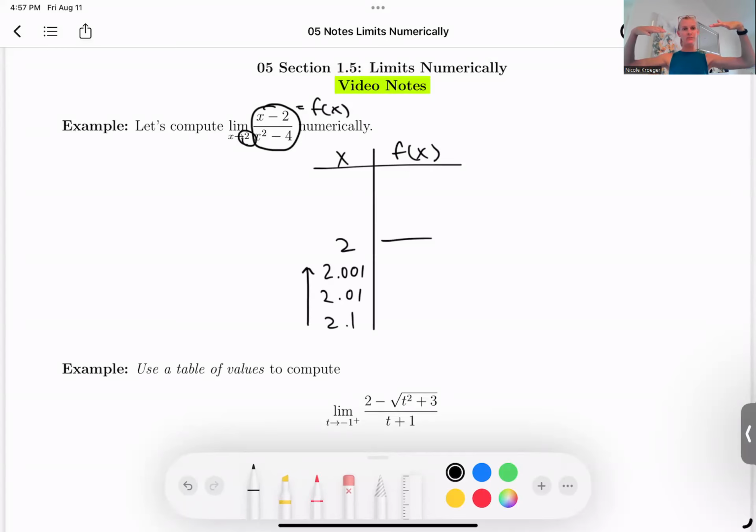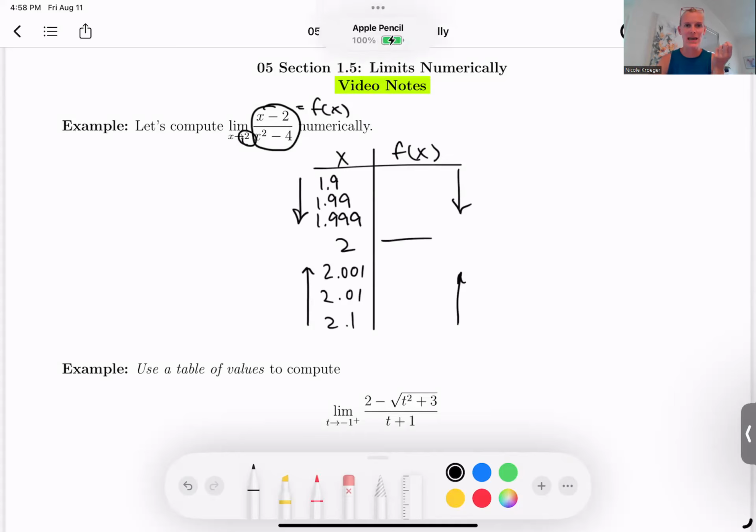Okay, let's pick numbers a little bit smaller than 2. Let's try 1.9. 1.99 is a little bit closer to 2, and 1.999 is a little bit closer to 2. We usually pick numbers like this: 2.001, 2.01, 2.1, and then 1.9, 1.99, 1.999. That usually works well. So as we move into the middle of this table, our x values are getting closer to 2. So as we move into the middle of our y values, we're going to ask, what are those y values getting closer to? Okay, so now I need to plug these x values into my function, and that's where a calculator is going to come in handy. Let me show you a nice way to do this in a graphing calculator, and then we'll interpret our results.